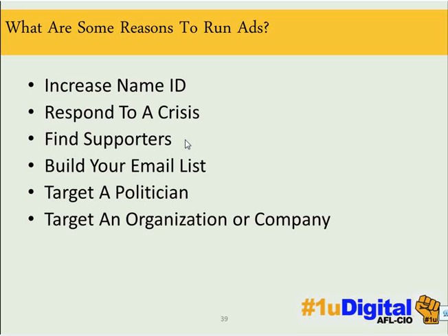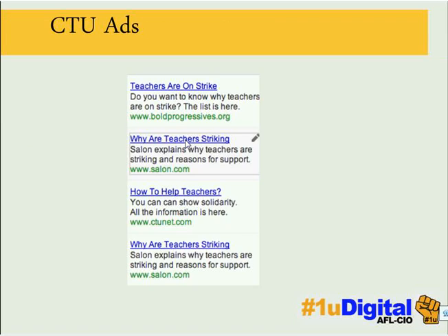Target a politician. You can target a politician to pressure them to do something. You can also target an organization or a company, which is what I did with Dump Trump. Persuasion, you can move people's opinions. And GOTV. GOTV is really great. Run an ad reminding people to vote, let them know where their polling place is.